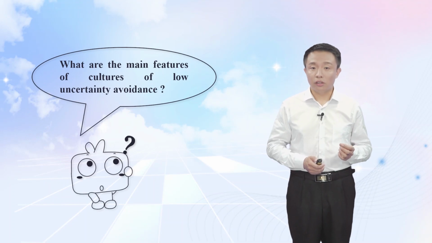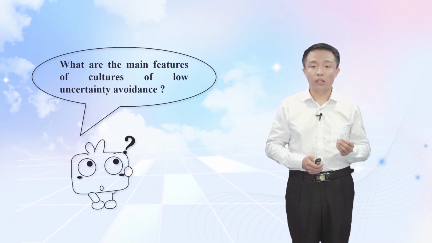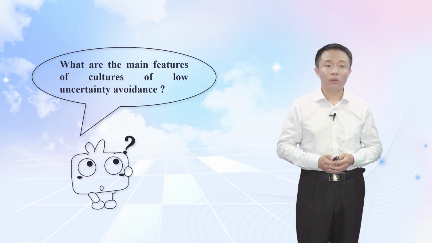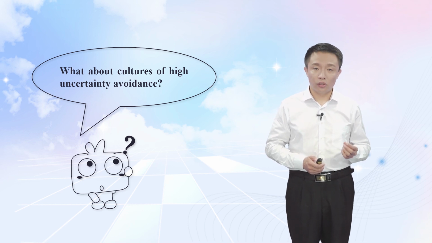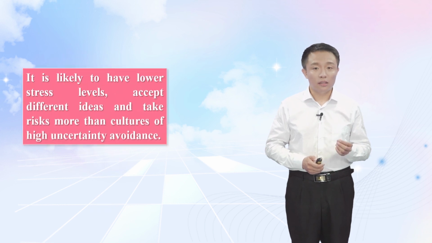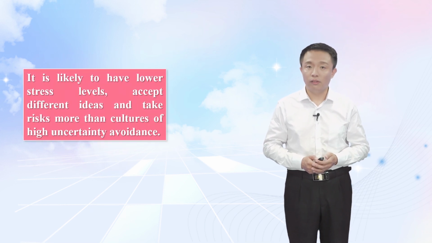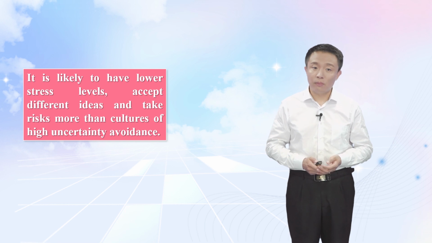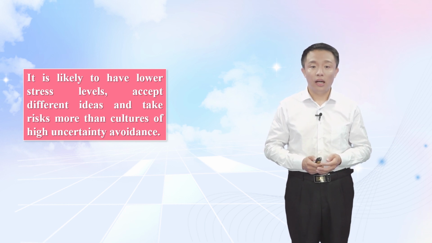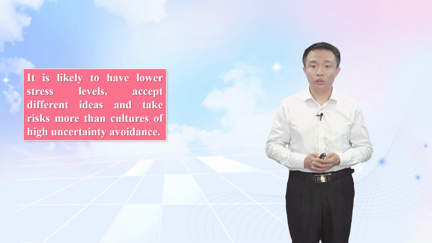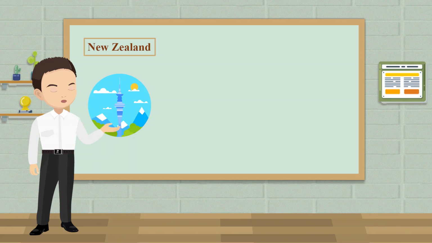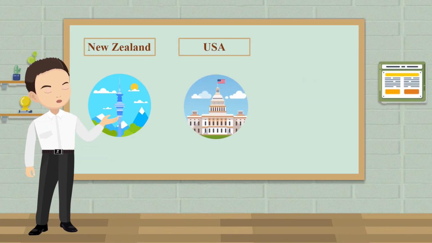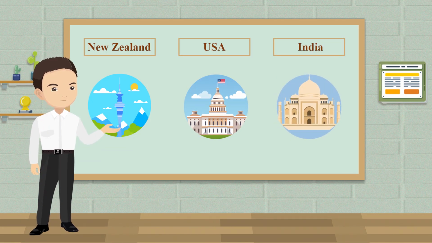What are the main features of the cultures of low uncertainty avoidance? And what about cultures of high uncertainty avoidance? In cultures of low uncertainty avoidance, it is likely to have lower stress levels, accept different ideas, and take more risks than cultures of high uncertainty avoidance. New Zealand, the USA, and India are good examples.